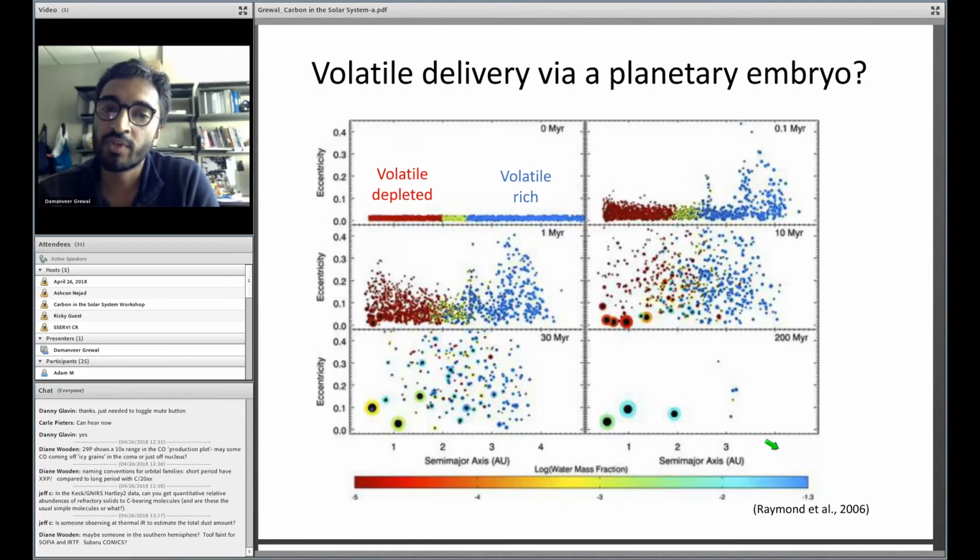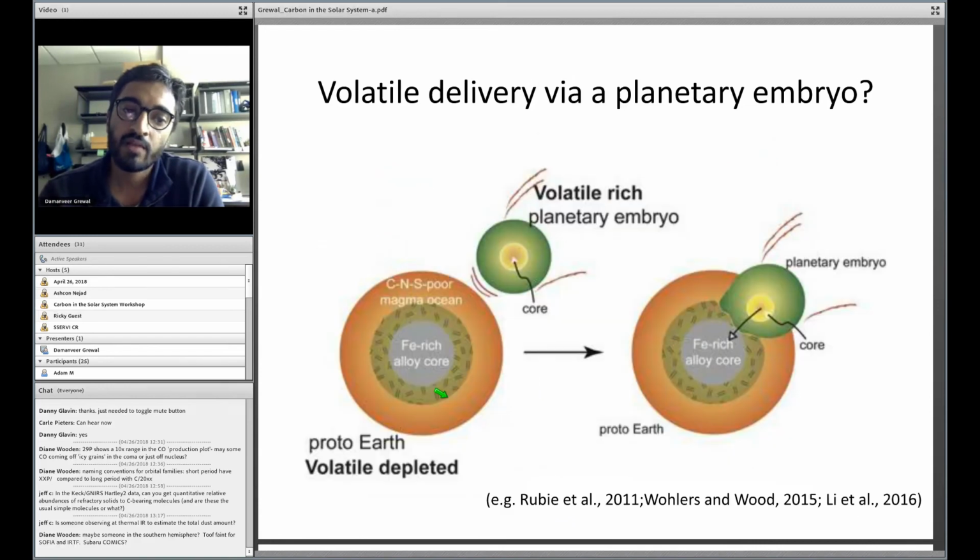Between 1 to 10 million years, there was a migration of the giant planets from their present-day orbits. Jupiter and Saturn moved inward and outward, which displaced a lot of material from the outer part of the solar system into the inner part. So what could have happened is that small planetary embryos formed from the accretion of volatile-depleted and volatile-rich material, and one of those planetary embryos might have accreted to the Earth to satisfy the present-day volatile budget of the Earth. This is the scenario I want to test.